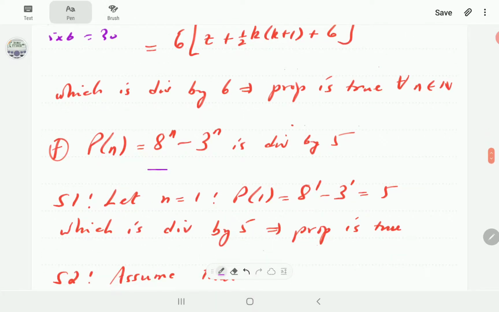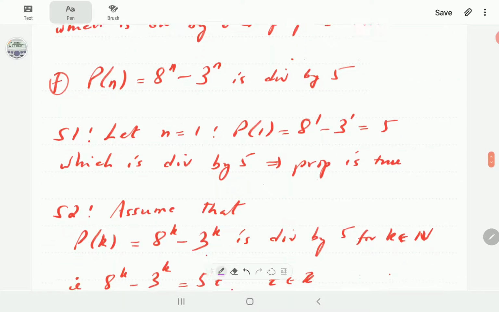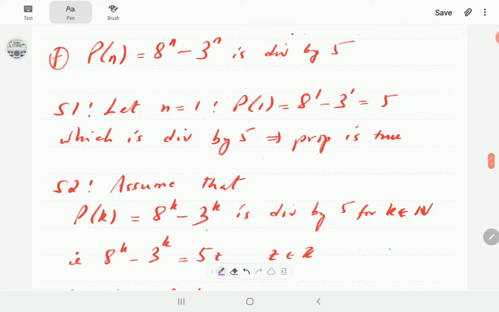Okay, in F, we want to prove that 8 to the power n minus 3 to the power n is always divisible by 5. For n equals 1, this gives us 8 minus 3, which is 5, which is divisible by 5. So for n equals 1, the proposition is true.